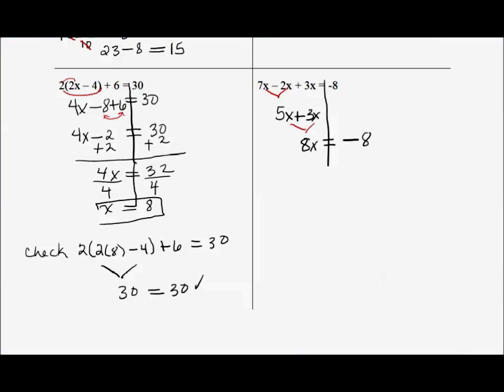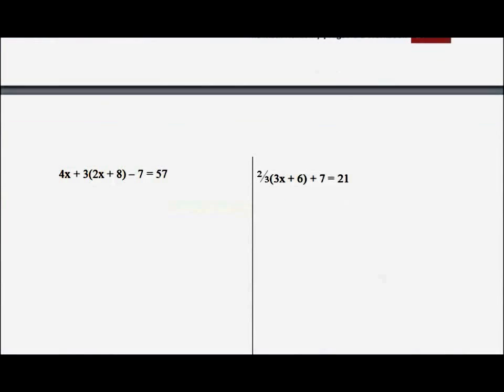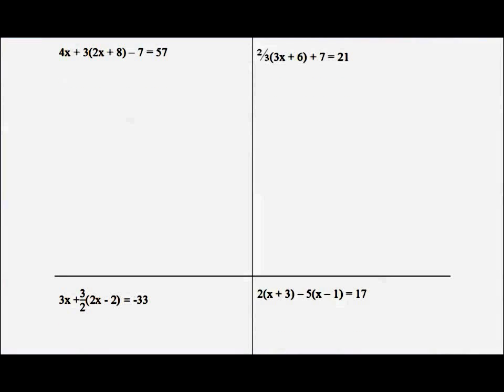Now I'm ready to solve. I simply need to divide both sides by 8 because that's what I'm trying to get rid of. And I'm left with x equals negative 1. It's a fairly simple process. Let's move on down to the next one. Now, if you feel like you're comfortable enough to try some on your own, go ahead and pause the video and try some. If not, I'm going to keep working problems. Let's check out your next one.